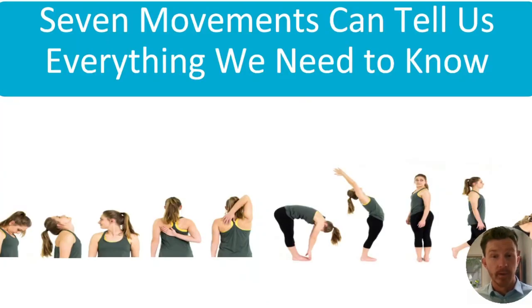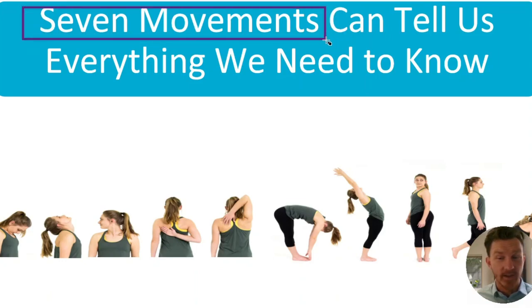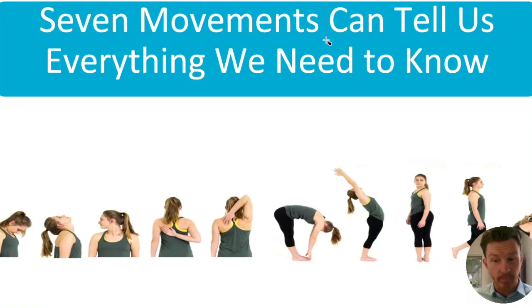So one of the beautiful things about the SFMA is that it doesn't really take that long to do. You only need 7 movements to look at to be able to determine everything that you really need to know. And so, we can look at these 7 movements, and depending on how people do with these 7 movements, that gives us all the information we need to know. So that is so powerful.